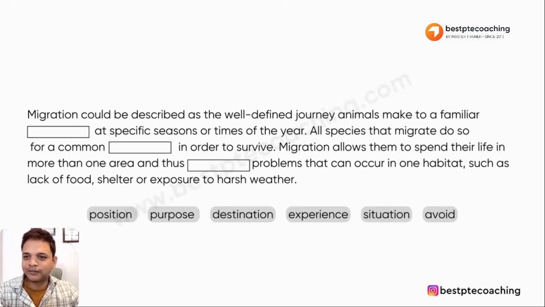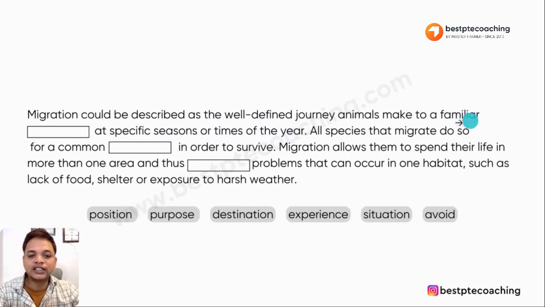They're all migrating to some place. Yeah. Migration could be described as a well-defined journey animals make to a familiar blank at specific seasons or times of the year. Also, it's about migration. The definition of migration has come. It's all about migration. It's fine. The first one, migration could be familiar to a familiar.